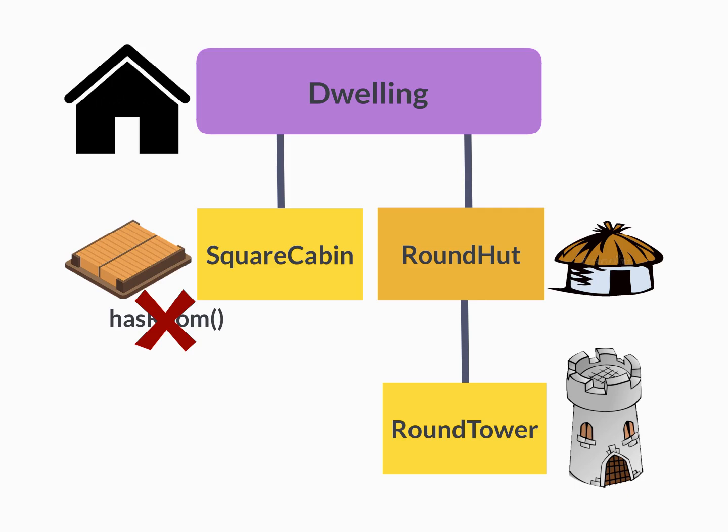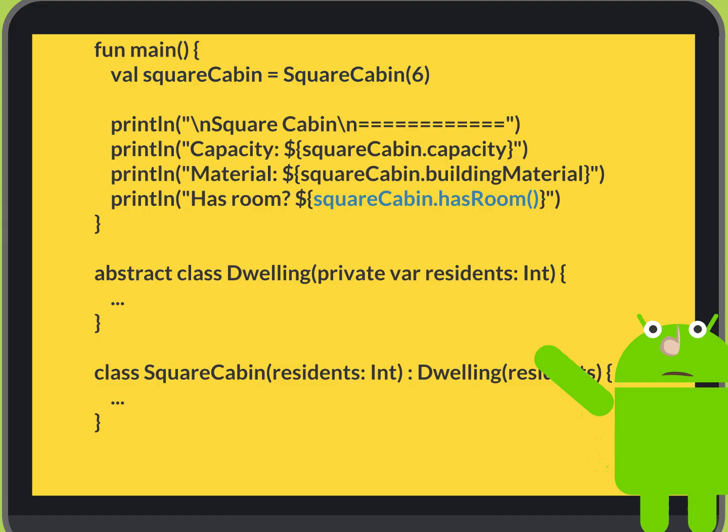Note that the hasRoom function is not defined in the SquareCabin class, but in the Dwelling class. Since SquareCabin is a subclass of the Dwelling class, the hasRoom function is directly inherited without extra work. The hasRoom function can now be called on all instances of SquareCabin, as shown in the code snippet squareCabin.hasRoom.